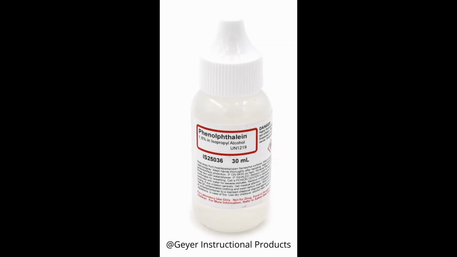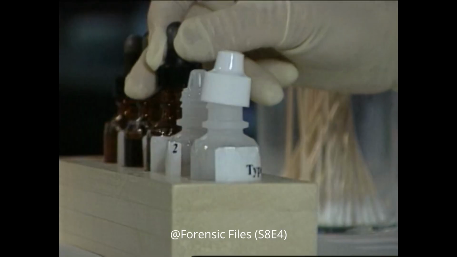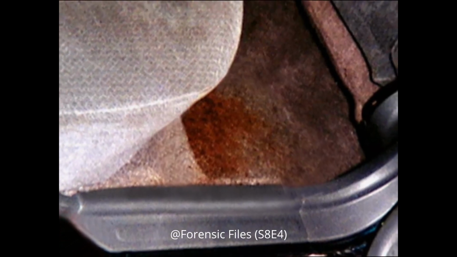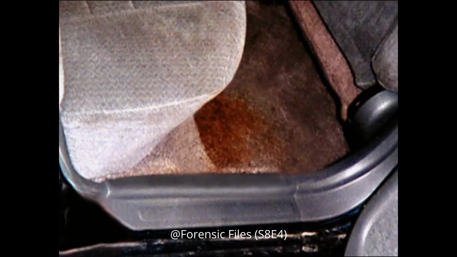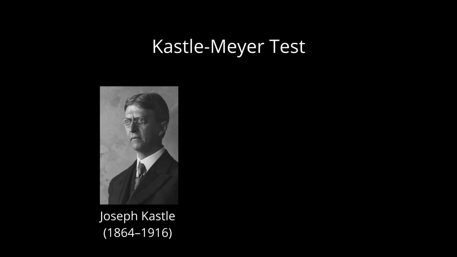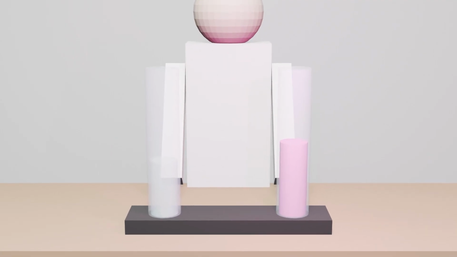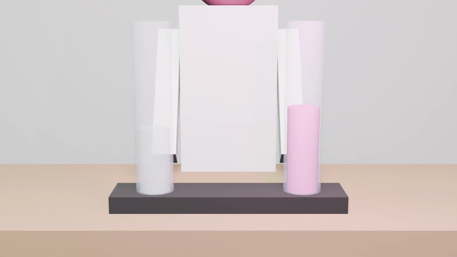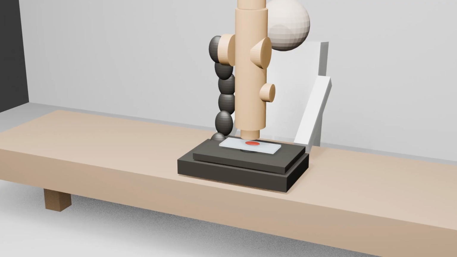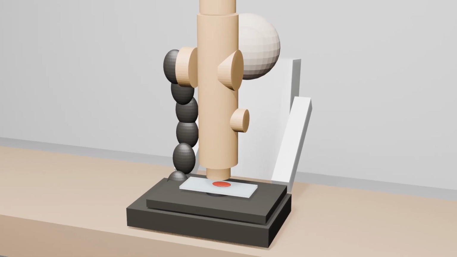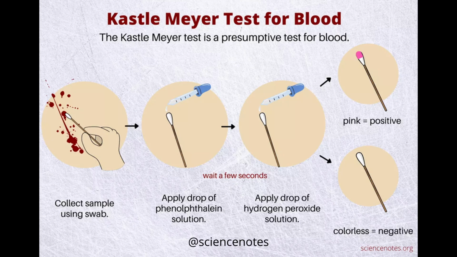Phenolphthalein, also known as the Kastle-Meyer test, is a presumptive test for blood and is one of the most widely used tests for crime scene response teams. As the name implies, it was developed through the work of two scientists, Joseph Kastle and Erich Meyer. Kastle first discovered the reaction in 1901 using phenolphthalein for biological oxidases, while Meyer, in 1903, applied Kastle's test and found that blood cells triggered the same reaction.